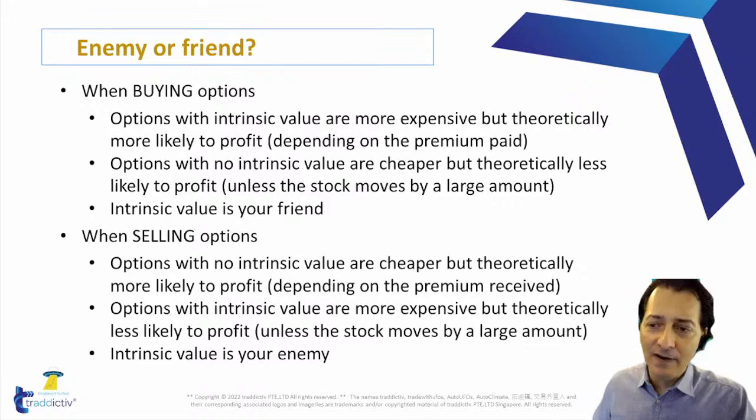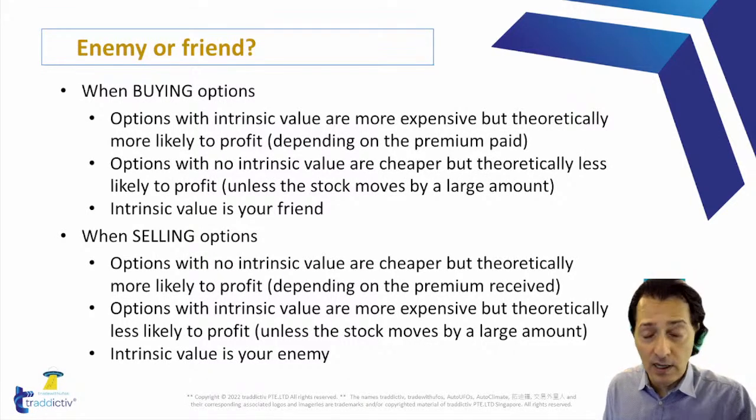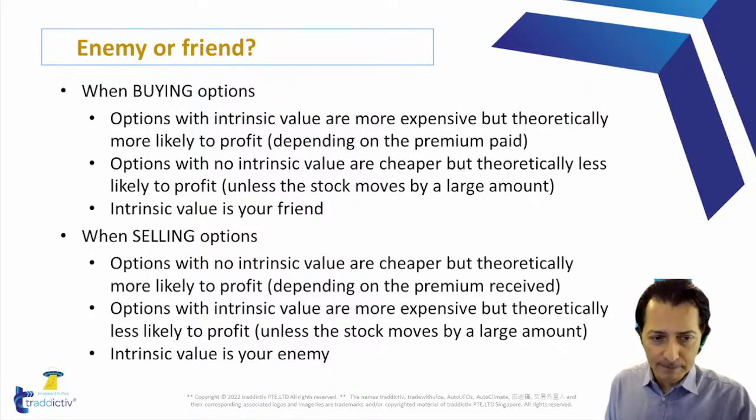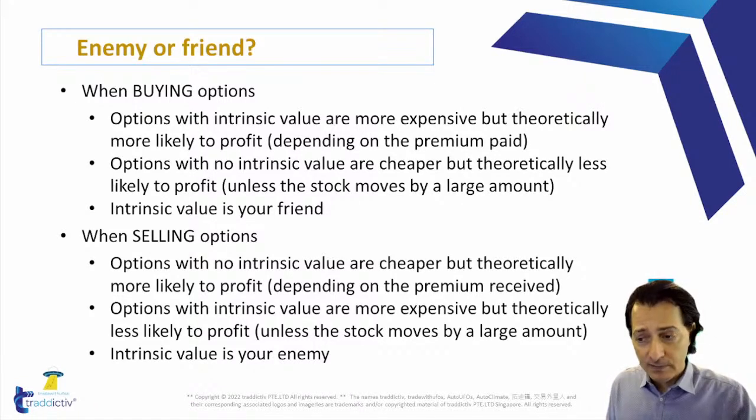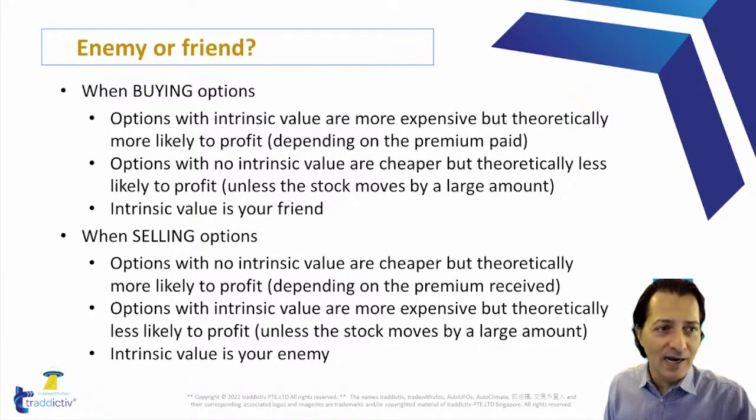We'll need to dive deeper into this, big time. But again, at least in today's session, hopefully I am starting to open your eyes to some important, relevant aspects of understanding options pricing. When selling options, options with no intrinsic value are cheaper, but theoretically more likely to profit. Why? Because the fact that they are very cheap means that very few people are buying them. And if very few people are buying them, it is because no one believes the market will move all the way to that price level. That's why they are very cheap, because no one is buying them.